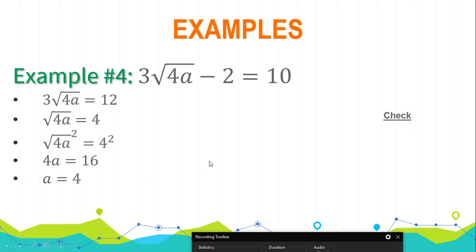We're going to go ahead and perform our check. So into the original equation, we're going to slowly work through. We don't want to fake our check. So 16 is a perfect square. And when I finish up the math, I can see that this solution does check. So 4 is an appropriate solution.